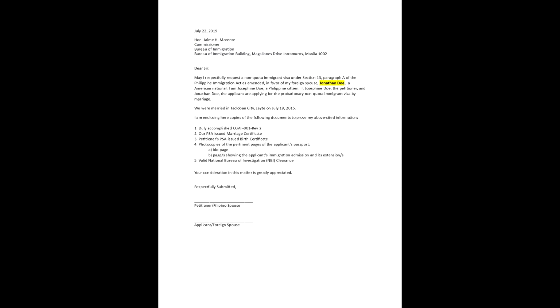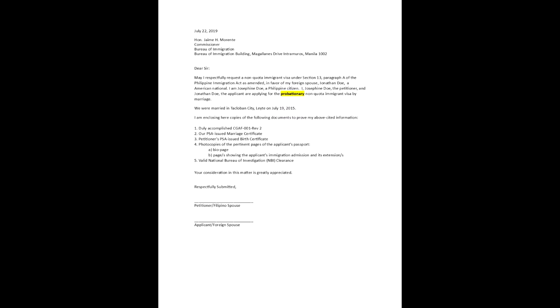Next, you'll see here I've used just the generic Jonathan Doe and Josephine Doe for the names of you, the foreign national, the applicant, and your wife, the petitioner, the Philippine citizen. So you'll put your name here, and your country of origin, then your wife's name as the Philippine citizen, again your wife's name as the petitioner, and yourself, the applicant.